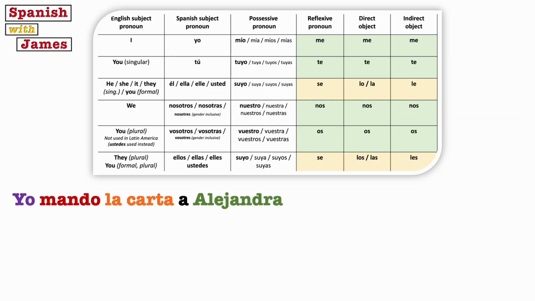If I were to say "yo mando la carta a Alejandra," I send the letter to Alejandra, this sentence has all the things we need to practice. It's got a subject, I, it's got a verb, the verb to send, it's got an action, sending, it's got a direct object, the thing being sent, una carta, a letter, and it's got a person who it's being sent to, an indirect object, Alejandra.